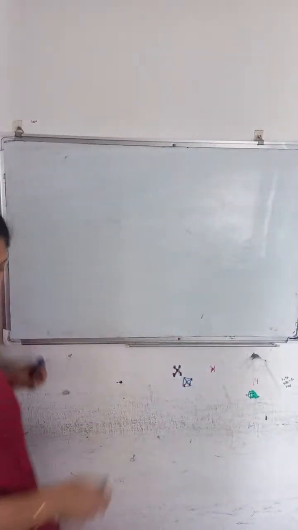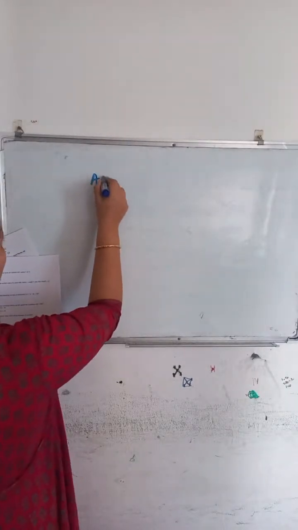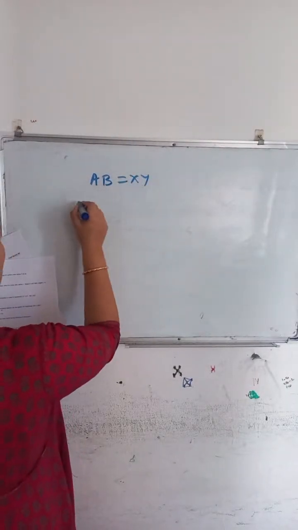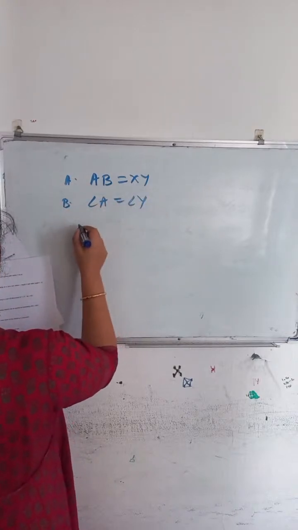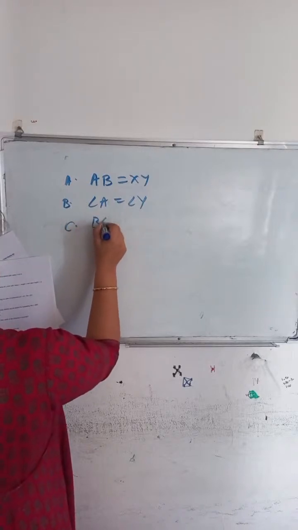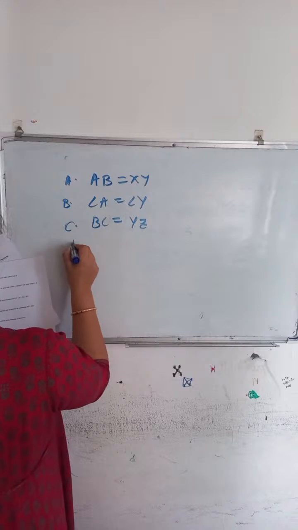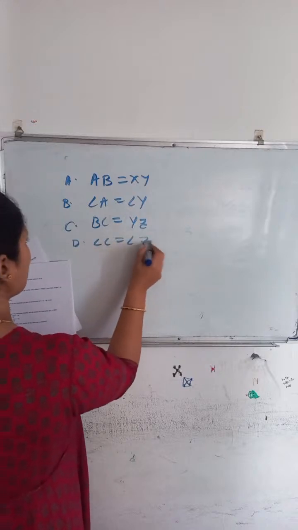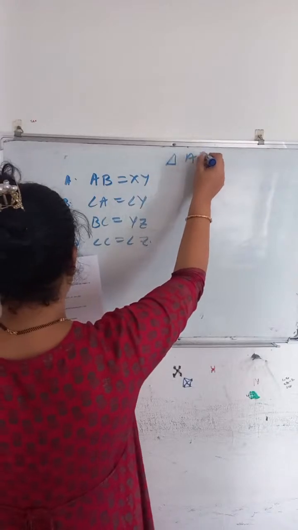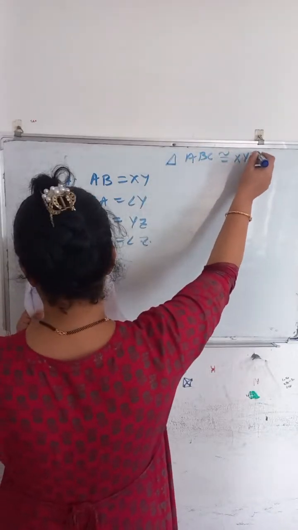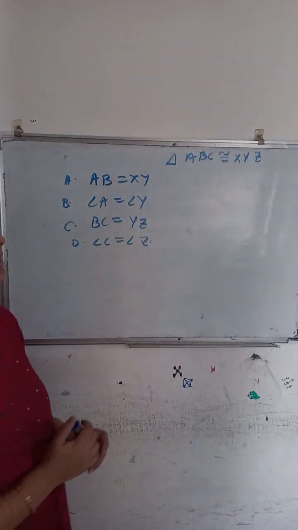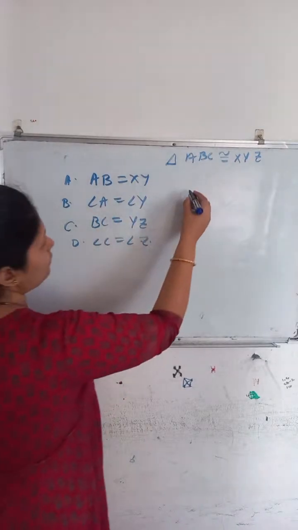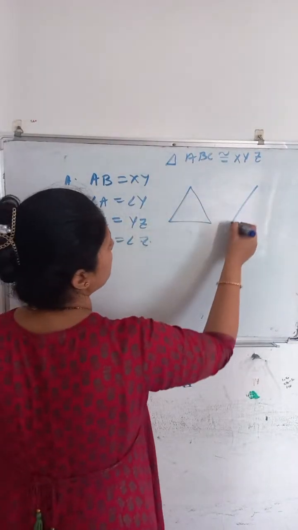Here the first option is AB is equal to XY. Second option, angle A is equal to angle Y. C, BC is equal to YZ, and D, angle C is equal to angle Z. And they are saying triangle ABC is congruent with XYZ. If they are asking which is incorrect, to find out this, at least try to draw the diagram. Only triangles we have to draw.